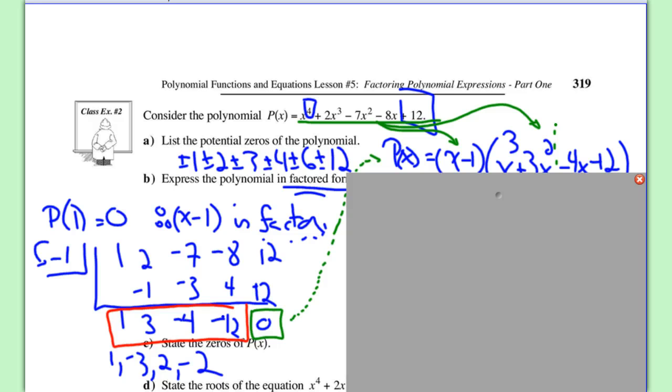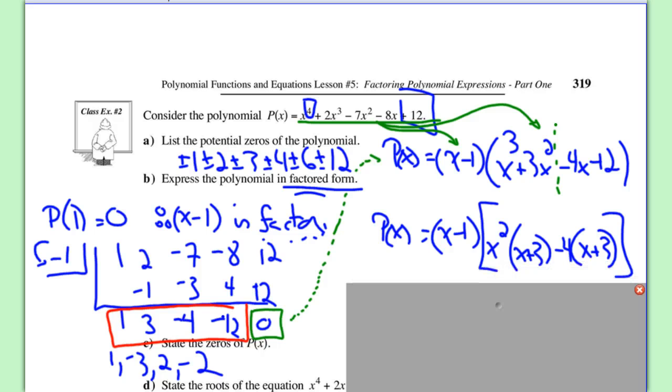You could use the factor theorem if you really wanted to, but you're supposed to remember your stuff from Math 10. If I look at that cubic, it can be grouped. I don't feel like using the factor theorem if I don't have to, so I will group that. I will take out an x squared out of the first 2 terms and a minus 4 out of the second 2, and then clearly I get common factors.